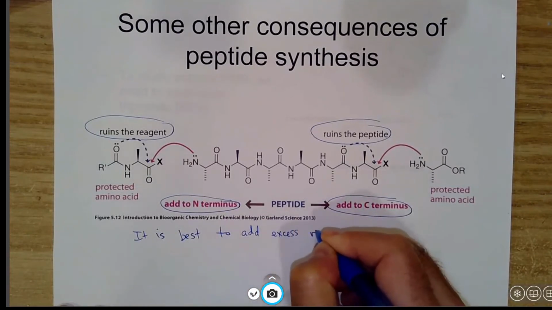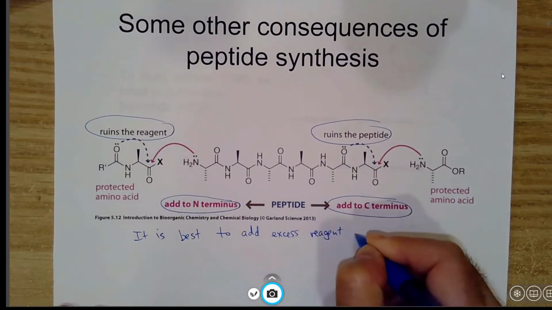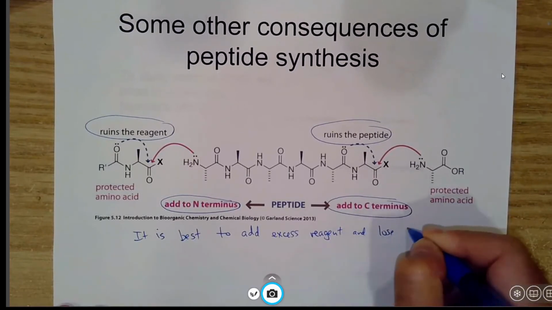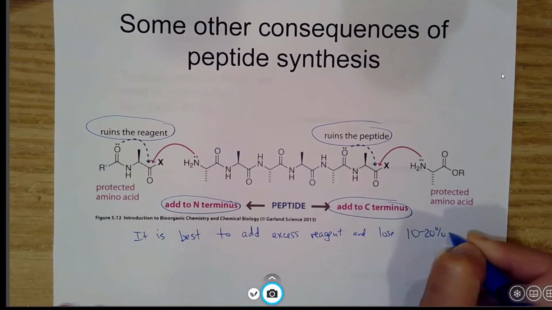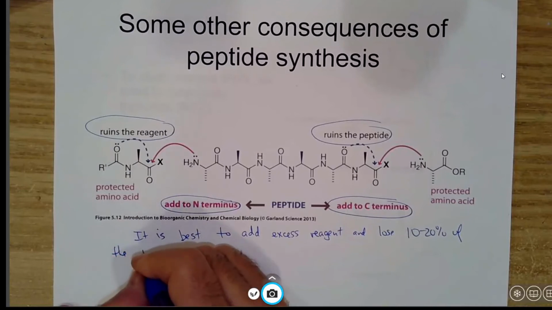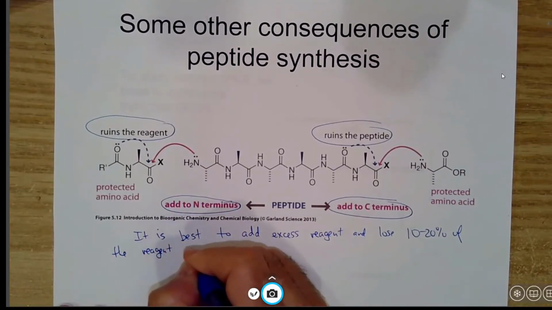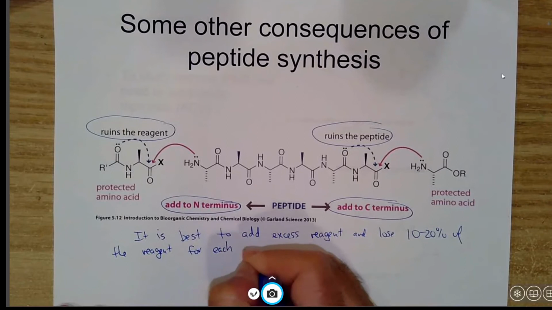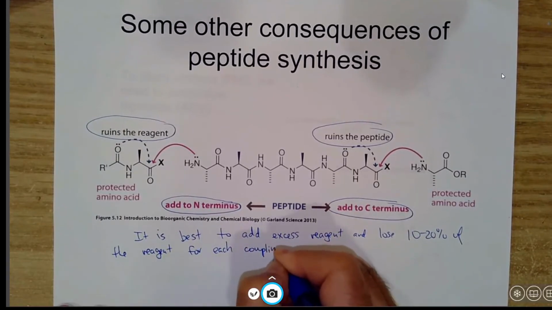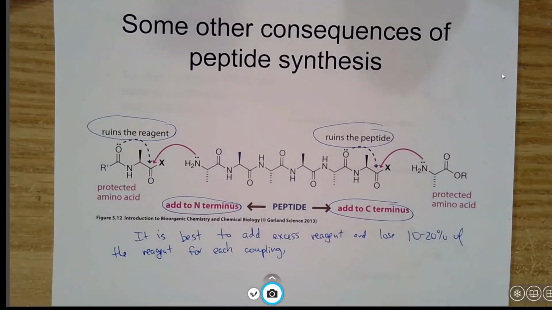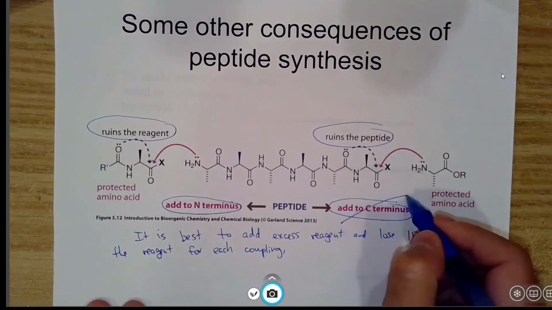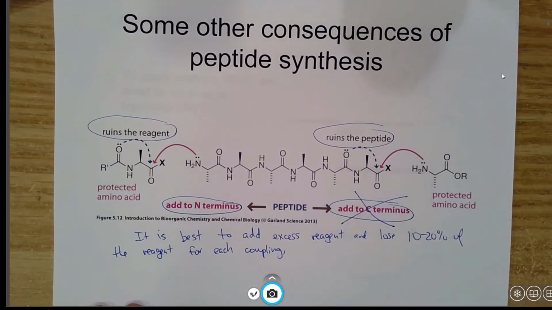It's best to add excess reagent, and lose 10 to 20% of the reagent for each coupling, as opposed to ruining your peptide for each coupling. That peptide you're making is quite precious, right? As soon as you start growing that peptide, you really want to minimize any destruction to that peptide. So we don't add things in the C-terminal direction, we add it in the N-terminal direction.